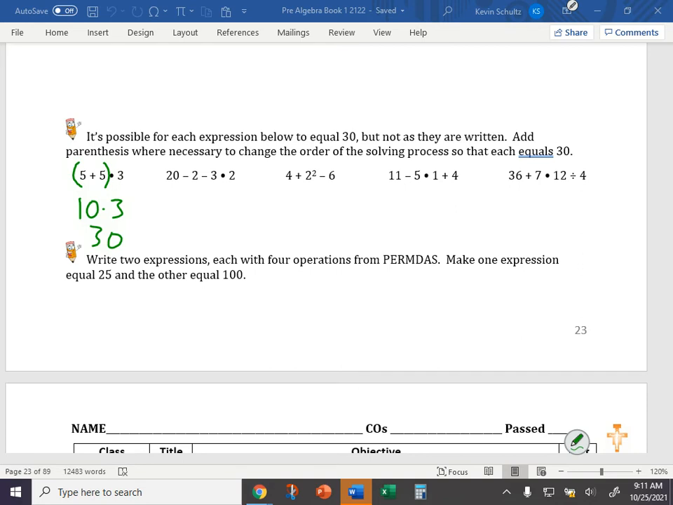And then the very final one says, write 2 expressions, each with 4 operations from PERMDAS. Make one expression equal 25 and the other equal 100. So one expression you will write will equal 25. The other one will equal 100. Each expression needs to have 4 operations from PERMDAS, at least 4. And that doesn't mean you can add 4 times. That's only one of the operations. You're doing it 4 times, but 4 different operations from PERMDAS. Okay? You're writing the expression out.